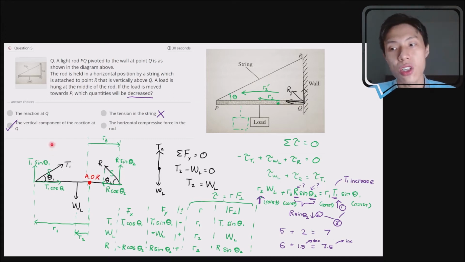The only thing we are sure is that the vertical component of the reaction force at Q will decrease. Because if you increase the R over here, it either increases the tension or decreases the vertical component of the reaction force at Q. Or you do both, increase the tension and reduce the vertical component of the reaction force at point Q. Okay, so the answer is this one. So that's how you solve question 5. Let's move on to the next question.